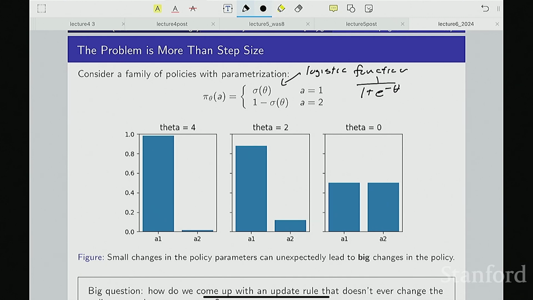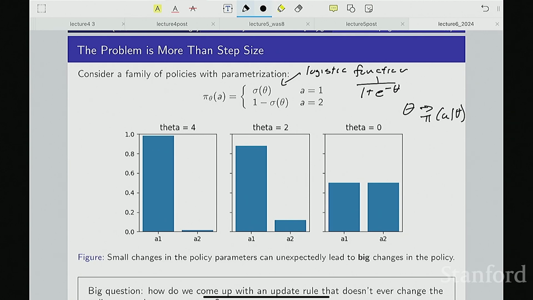So if theta is equal to 0, it's 50-50, like you'll take A1 or A2. If theta is equal to 2, you suddenly take A2 with much less. And if theta is equal to 4, you basically never take A2. And that's just because of how our relationship goes from theta to pi of A.